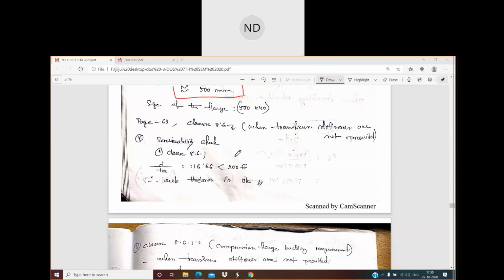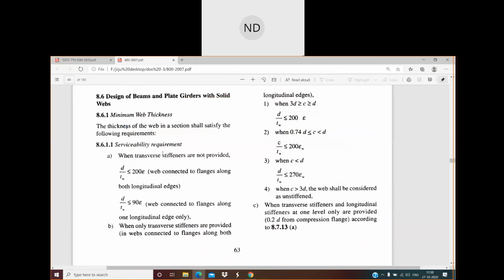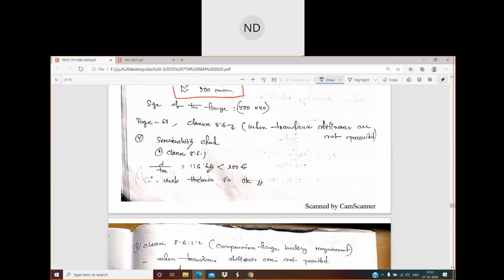So I think I left off here. We were doing the serviceability check. Where was the clause? Yeah, this one. For the serviceability check, we have done the web serviceability here. If transverse stiffeners are not provided, this should be satisfied: D by TW should be less than or equal to 200 epsilon. We have seen that it is less than 200 epsilon, so it is okay.